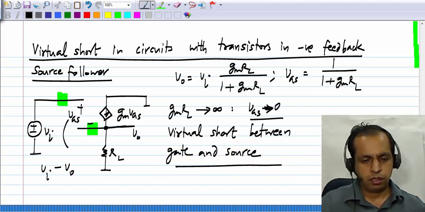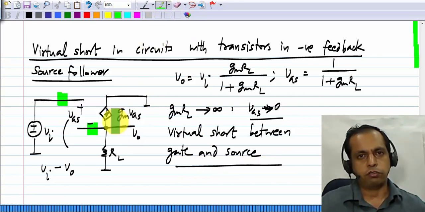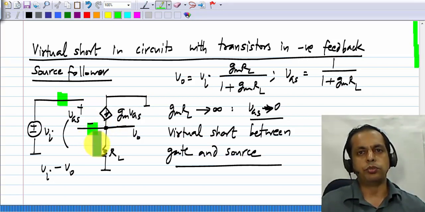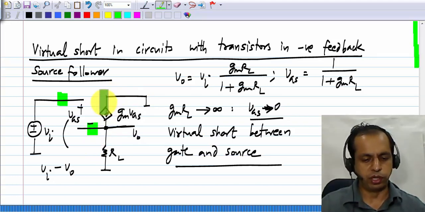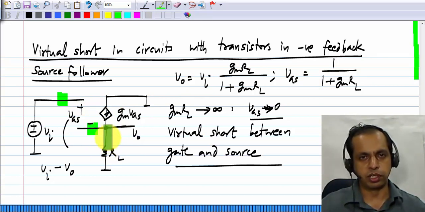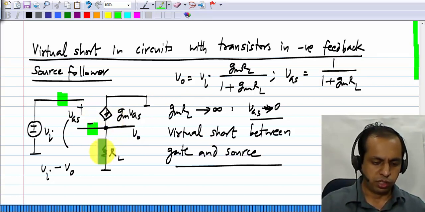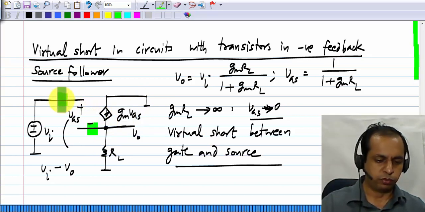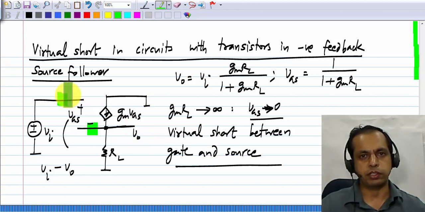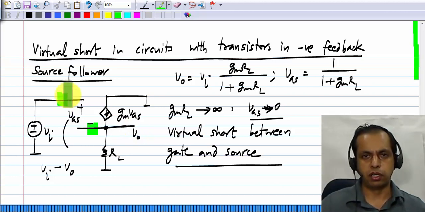So if the transistor is in negative feedback, then there will be a virtual short between gate and source. Now this is also a useful way of quick analysis of circuits. In this case, for instance, if you didn't know that it was a source follower, but you did recognize that there is feedback for the transistor, how to recognize it is another question, I'm not going to deal with that here, then you can assume a virtual short between the gate and source, and then clearly Vout becomes equal to Vi.